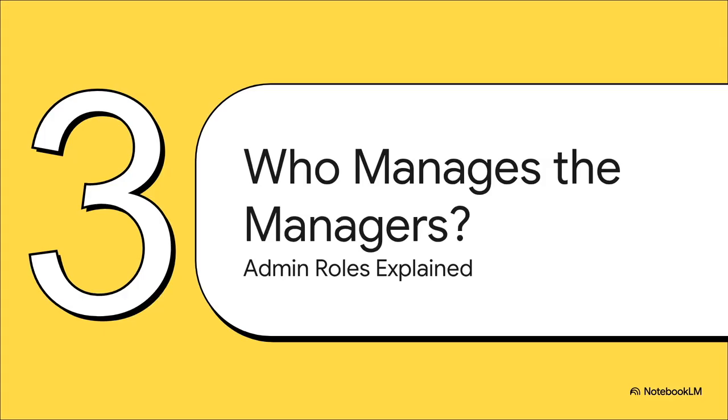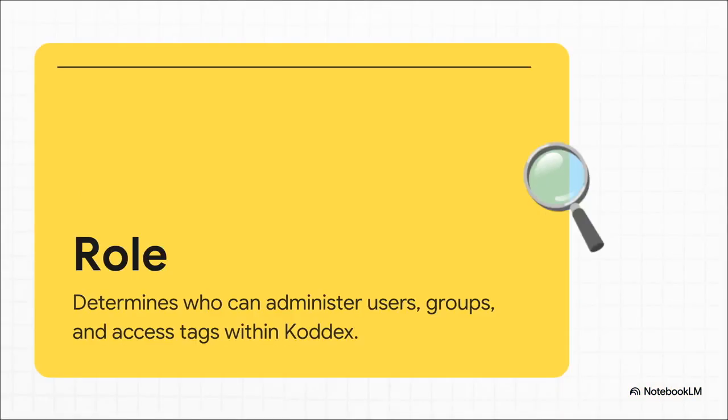So we've figured out how to give people keys to access data. But wait a minute. Who gets to hand out the keys? Who manages the groups and creates the tags in the first place? And that brings us to our second big bucket of permissions, administration. The answer here is roles. A role is what gives a user administrative power.